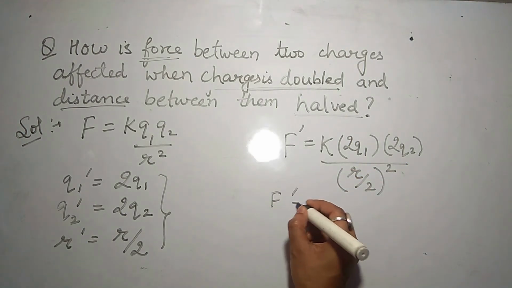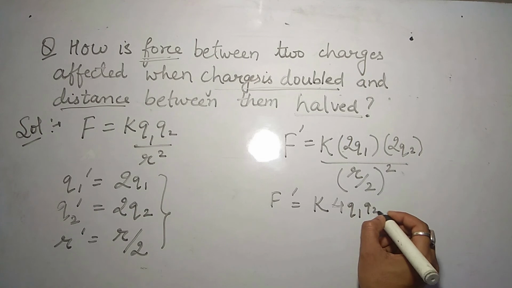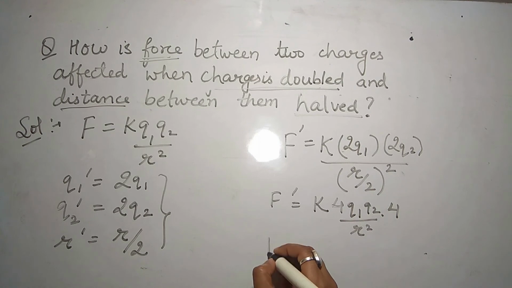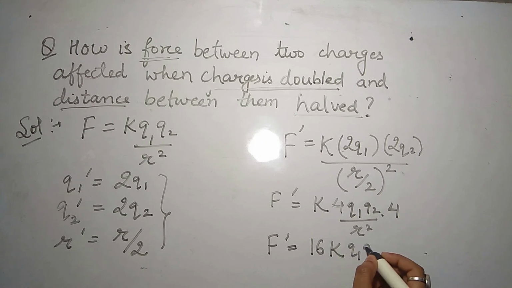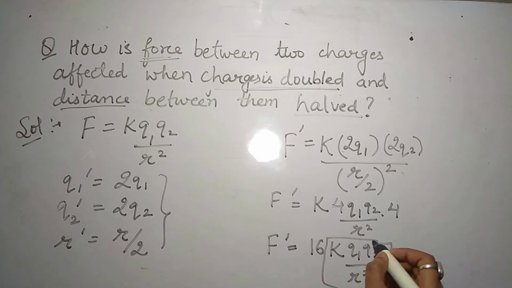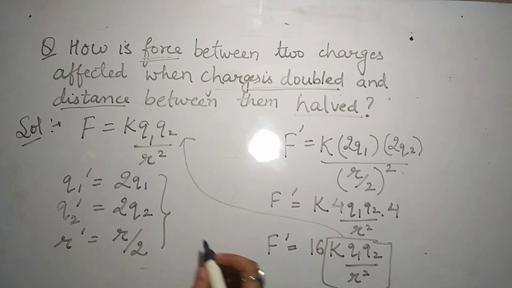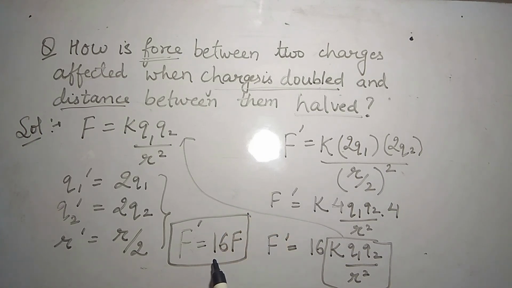It becomes F dash equals k, a constant, 2^4 Q1 Q2, divided by r squared by 4, which again comes in the numerator. So the new F dash will be equal to 16 k Q1 Q2 by r squared, and this is again the formula for F. So we can write the new F dash is equal to 16 times the old force. How much does the force change? It's 16 times.